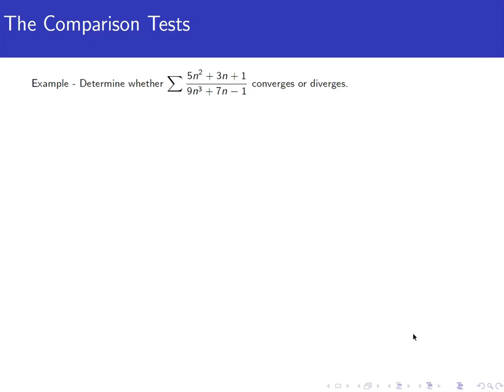All right, we've had a couple of examples with direct comparison tests. Let's look at limit comparison tests. Let's see if this series of 5n squared plus 3n plus 1 over 9n cubed plus 7n minus 1 converges or diverges.